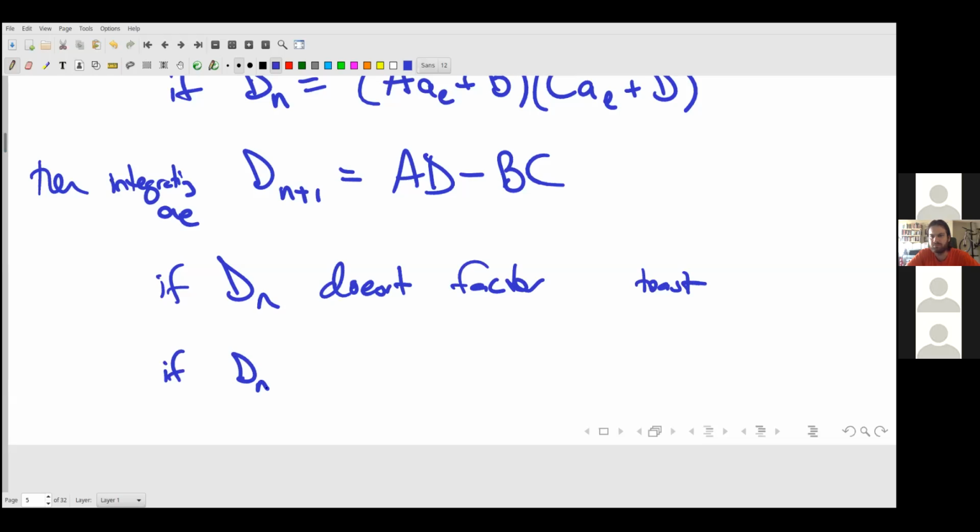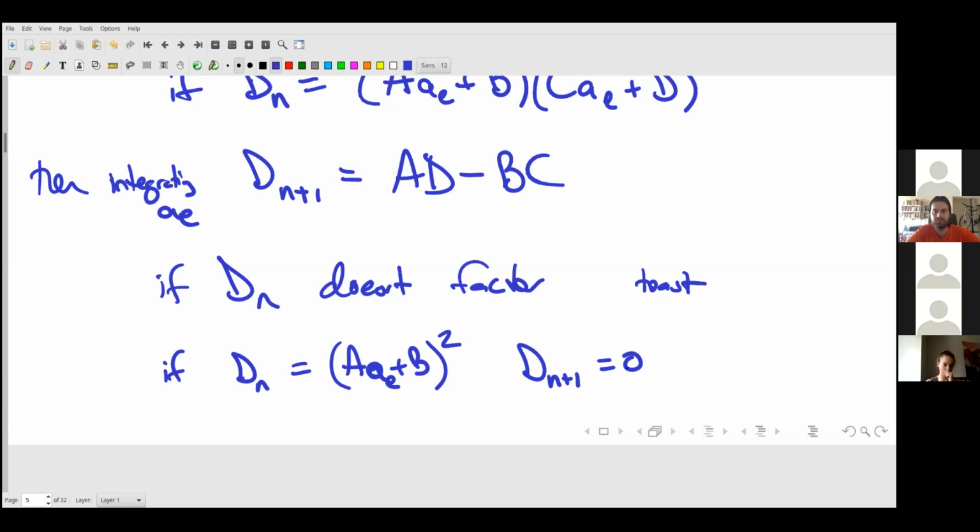If dn is a square, then the next one is 0. And so this algorithm stops, but in a slightly different way. So also the algorithm stops. So this is the denominator reduction algorithm.